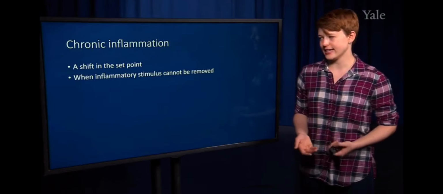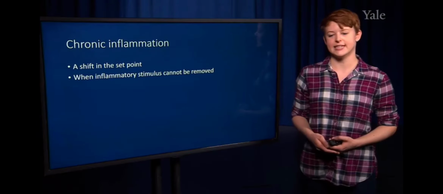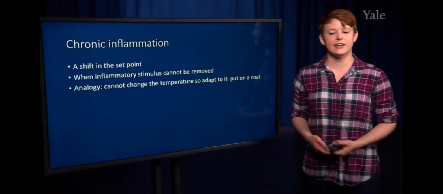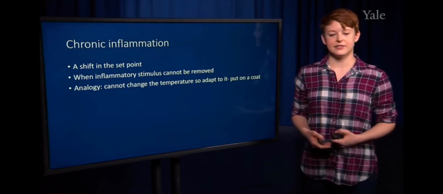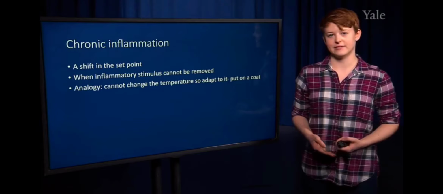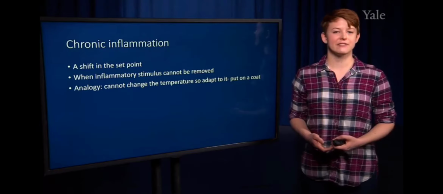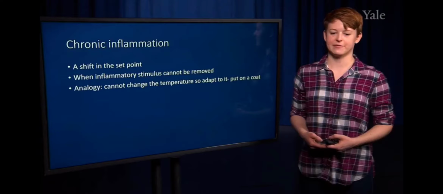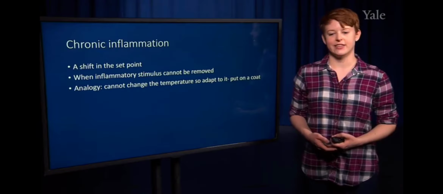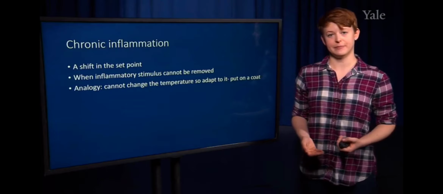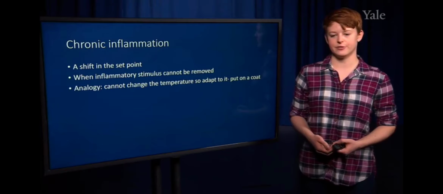So this, like I said, is when the inflammatory stimulus cannot be removed, so it must be adapted to. And in our thermostat analogy, if the room gets cold and for some reason the thermostat cannot bring it back to the temperature it's set at, you might have to adapt to that colder temperature. For example, you could put on a coat. So this isn't changing the temperature in the room, it's just helping you to live within that change.